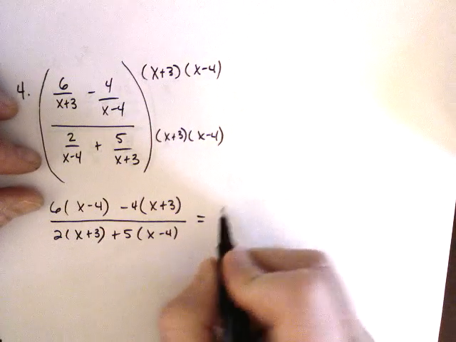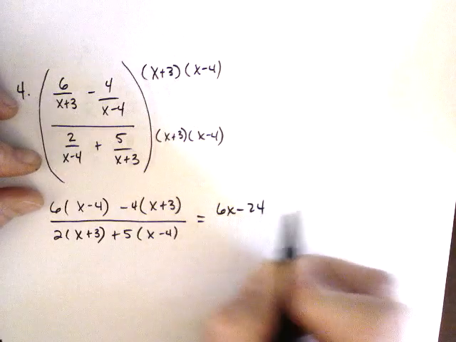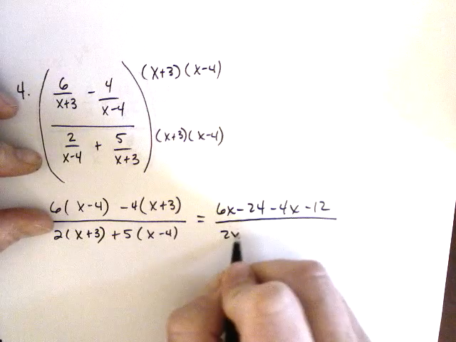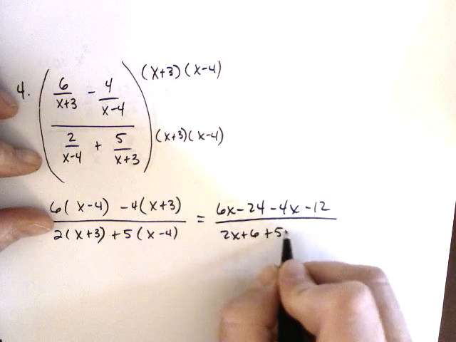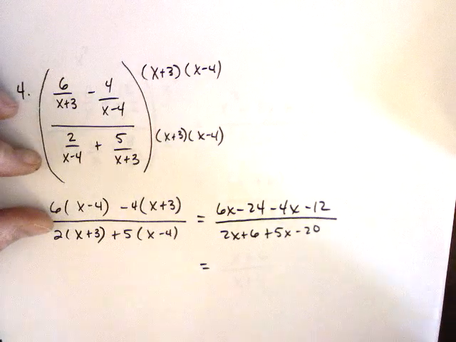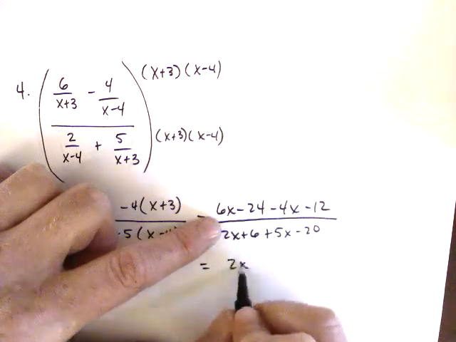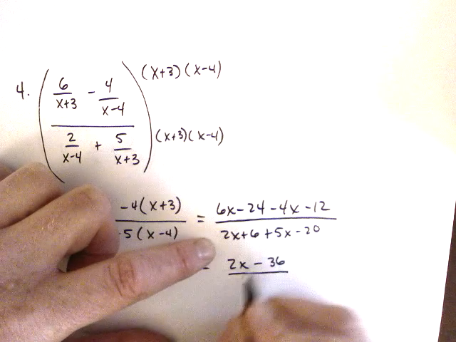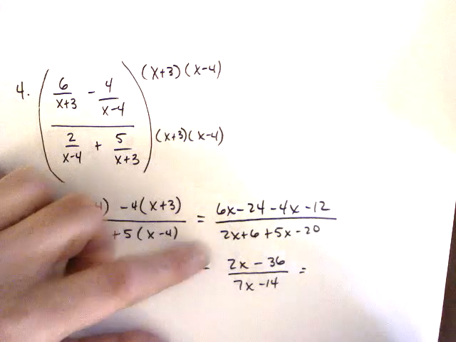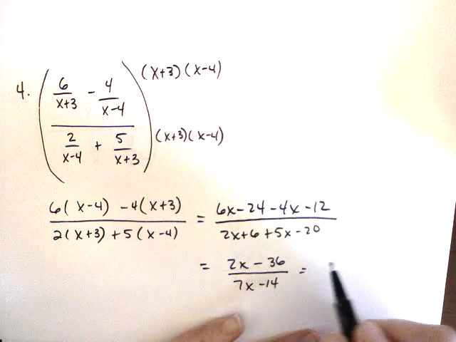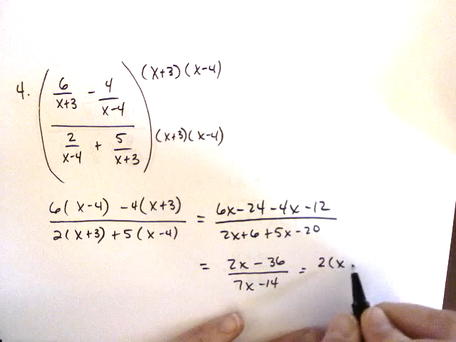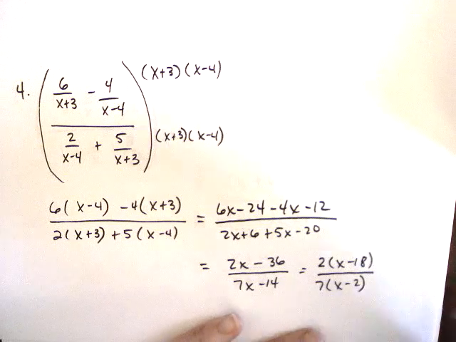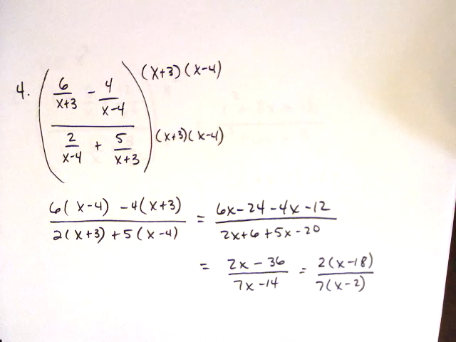Then go ahead and multiply all this out. 6x minus 24 minus 4x minus 12 over 2x plus 6 plus 5x minus 20. We can combine our like terms to 2x minus 36 and 7x minus 14. We can factor to see if we can simplify. 2 times x minus 18 over 7 times x minus 2. As you can see, nothing can cancel, so we are finished.